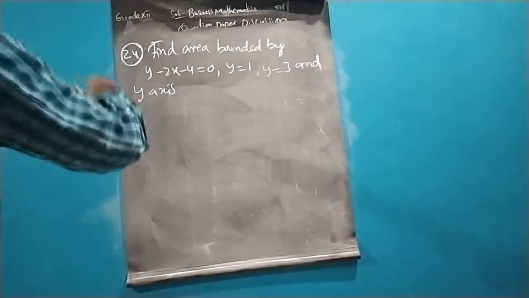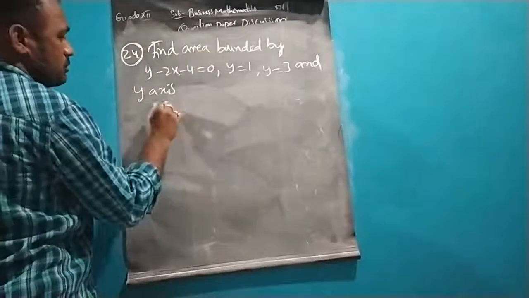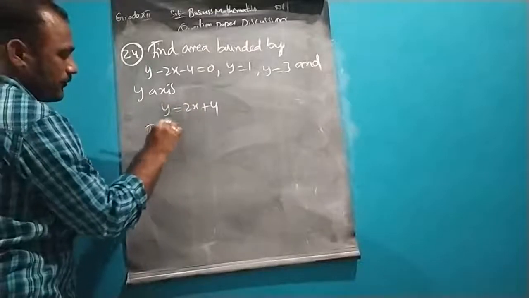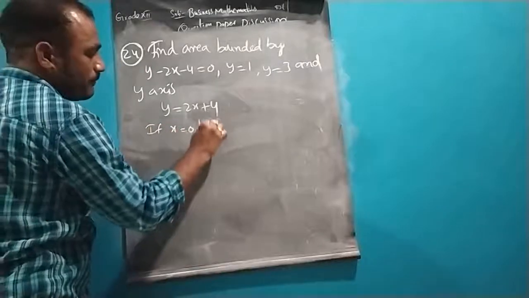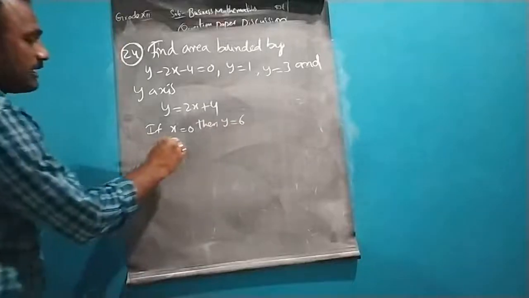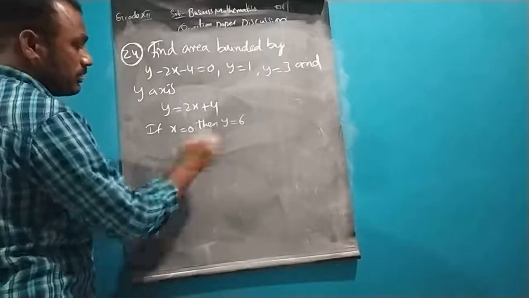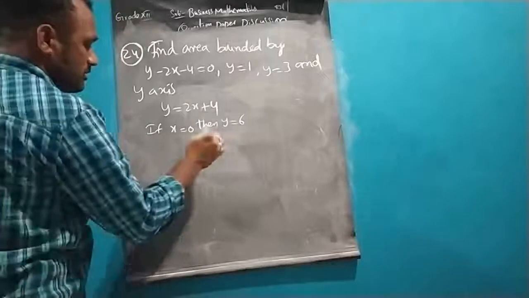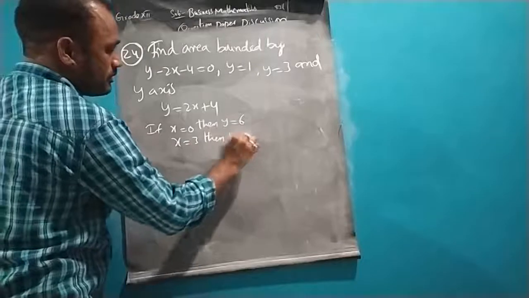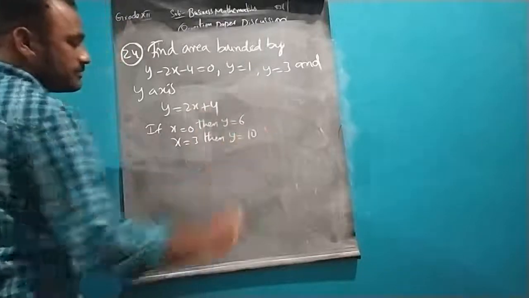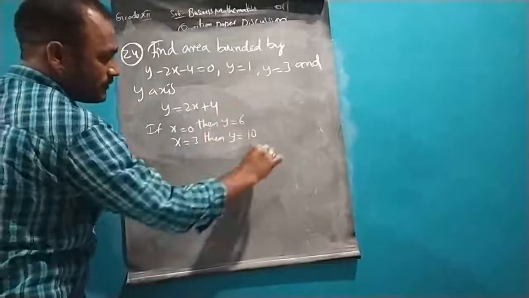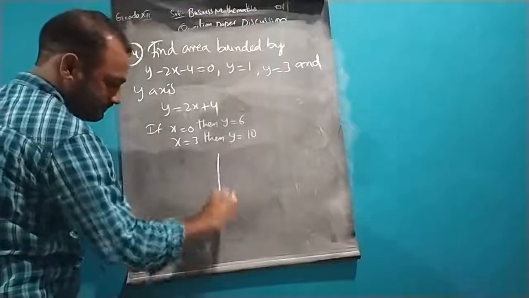Next, 24th question, find the area bounded by this line. So this line we can write as y is equal to 2x plus 4. So if x is 0, then y is 6, that is the point 0 comma 6, and we can mark the line for 0 comma 6. And if x is 3, it is 2 times 3 is 6 plus 4, 10, y is 10. So we can make this. So here y is 1 and y is 3. So how will the graph look here.